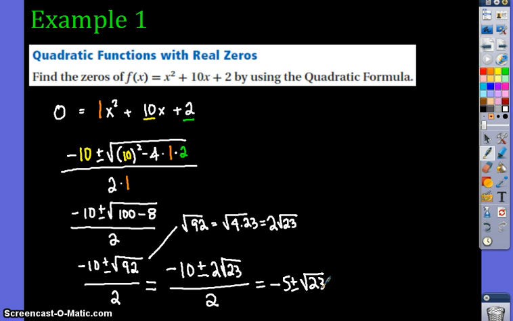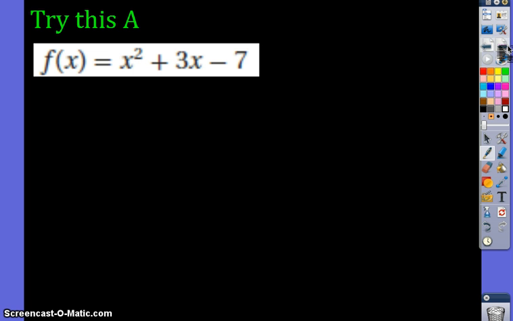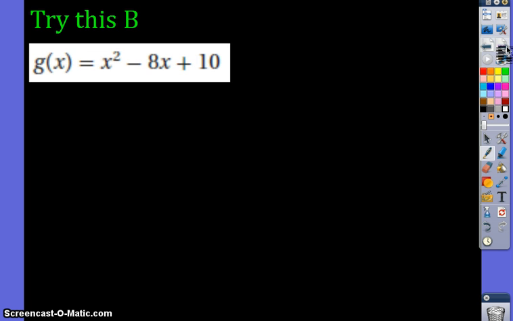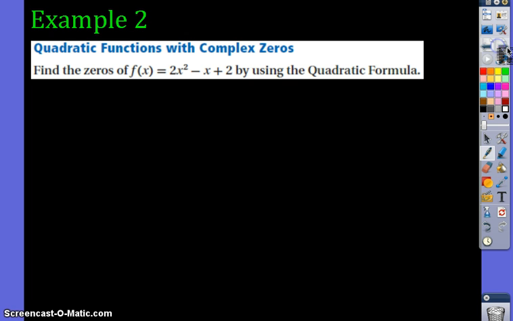So why don't you guys try this one and this one. All right, let's look at a complex zero.